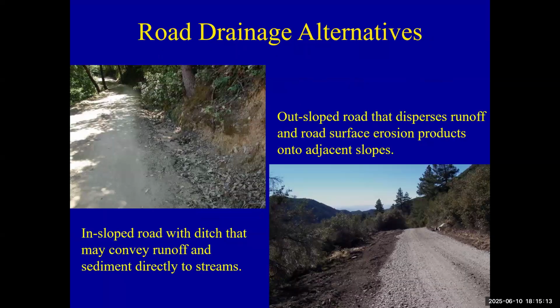So the alternatives that we have are inslope roads with ditches that may convey runoff and sediment directly to streams. It doesn't necessarily have to happen that way, but it commonly does. And these are typically your county roads, right? Then you have outslope roads that disperse runoff and road surface erosion onto adjacent slopes. Over the last maybe 20 or 30 years, the concept of the outslope road as an alternative to an inslope road has gotten a lot of traction, but there's only certain places that you can use these kinds of roads. Next slide.